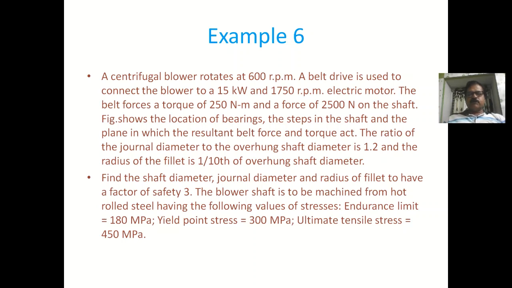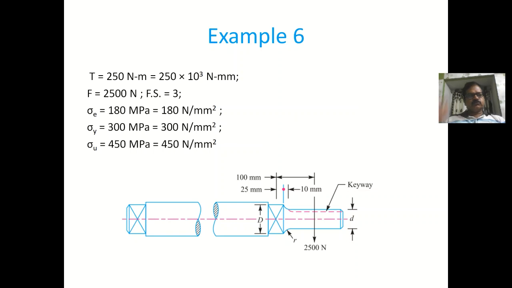The blower shaft is to be machined from hot rolled steel having the following values of stresses: endurance 180, yield point 300, ultimate tensile stress is 450 MPa. The given values which are useful: the torque is 250 Newton meter, that is 250 into 10 power 3 Newton mm, and the force applied is 2500 Newton, factor of safety is 3. Endurance, yield point, and ultimate stresses are 180, 300, and 450 Newton per mm square respectively.